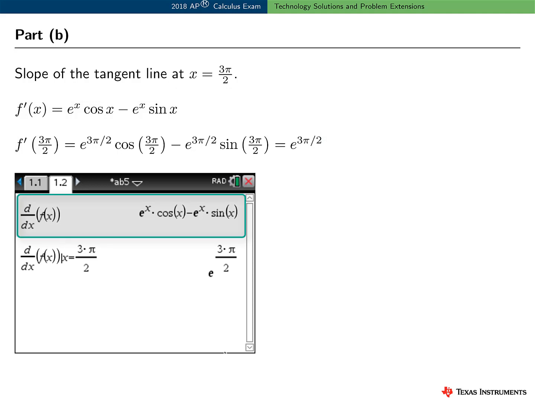Now, using technology, remember I already defined the function f. Although I don't have to, I can find the symbolic expression for f prime of x. I can actually find the slope of the tangent line in one step. And again, I have the exact symbolic answer.